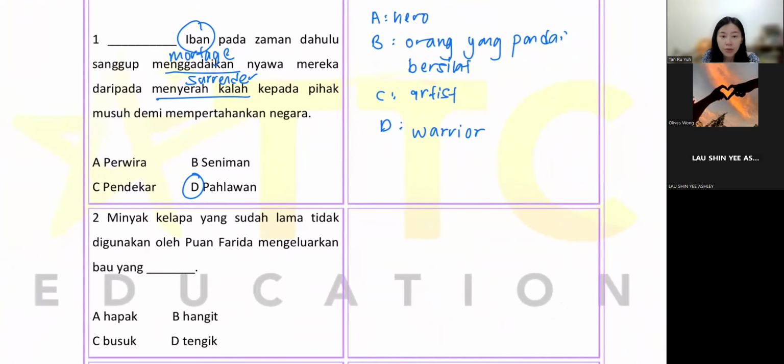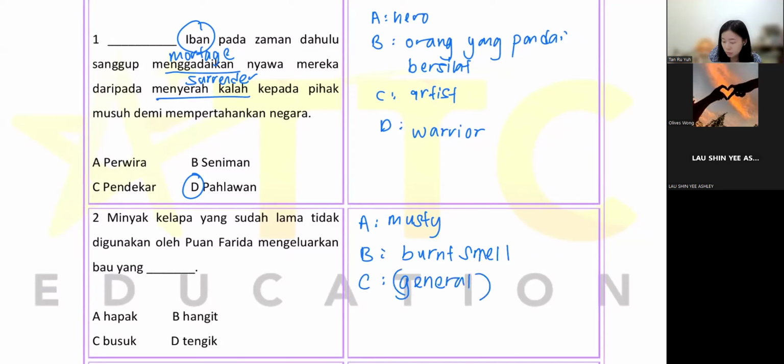Minyak kelapa yang sudah lama tidak digunakan oleh Puan Farida mengeluarkan bau yang apa? Okay, A is musty. Normally it's used for, for example, a bantal that you didn't use for too long. Okay, B, hangit is like a burnt smell. D, buso is a generous smelling. Donkey is for the oil that is too long, didn't use.